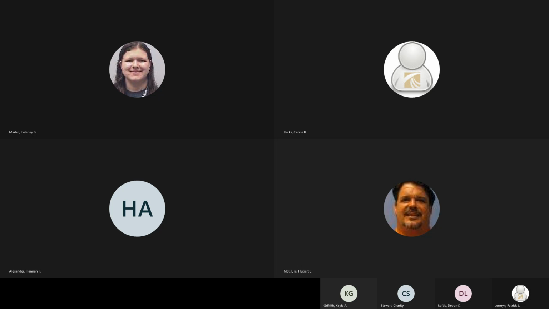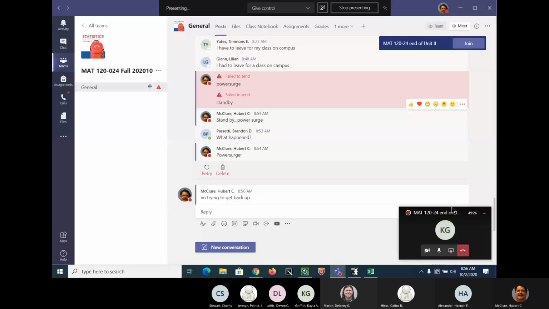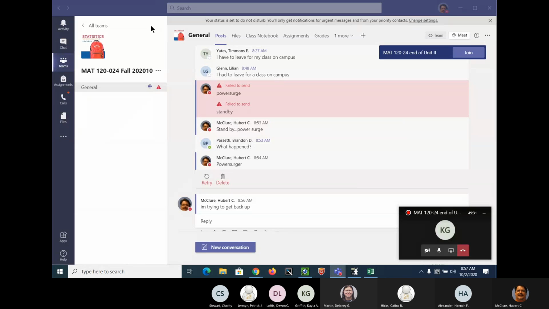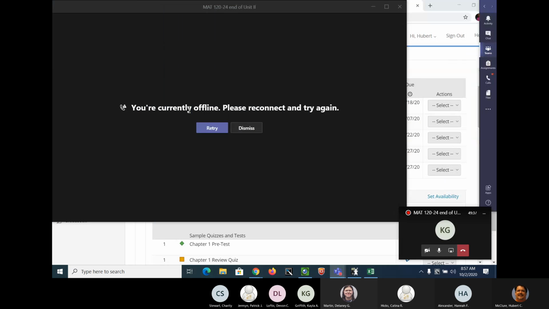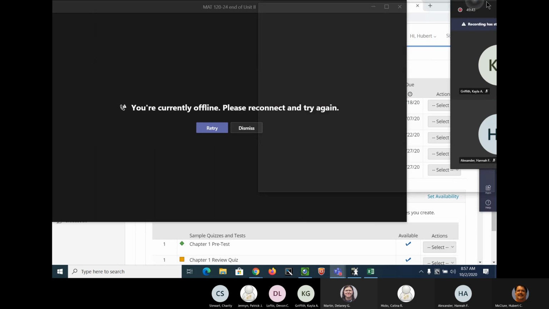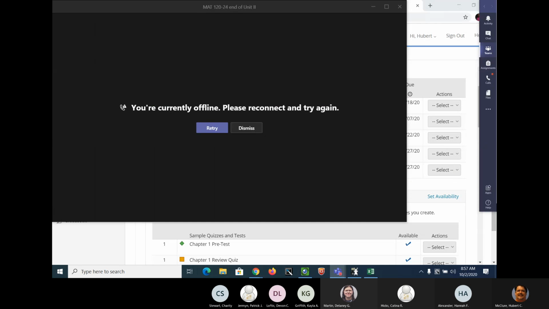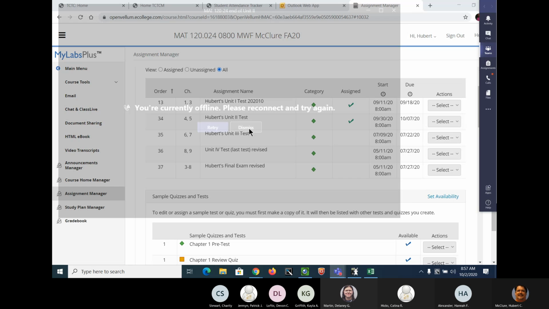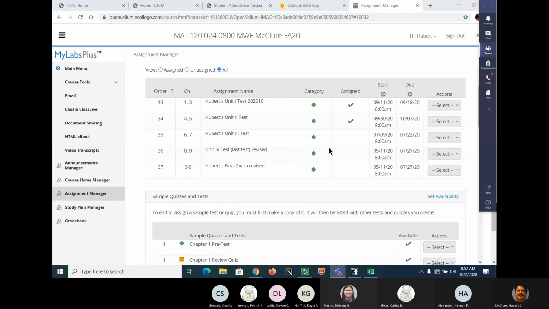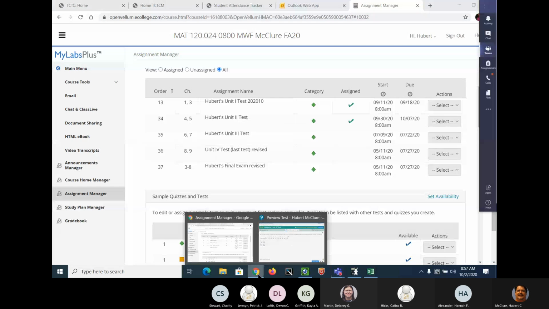Y'all can't see my screen. I'm going to try to do one more question and then we'll go from there. Give me a second to get everything back to where it was. Everything just went blank. Put this back up and move this back over. You're currently offline. Okay, let me see if I can get back. It's kicked me out of the test. No, there it is.